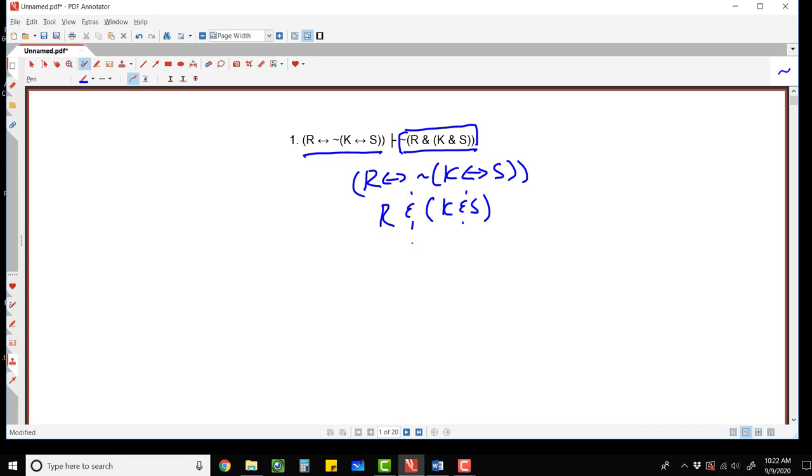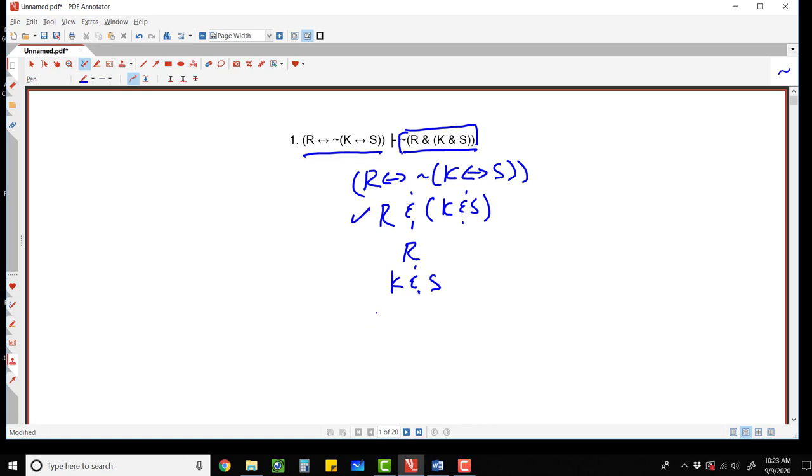So in order to do this, as I said before, you have to understand what the main operator is. Okay? So here the main operator is a conjunction. Here the main operator is a biconditional. The conjunction is a non-branching rule. So the first thing I'm going to do here is write R, and then I'm going to write K and S.